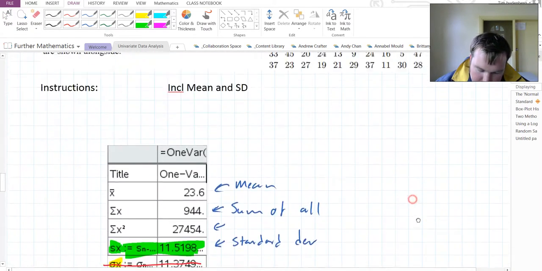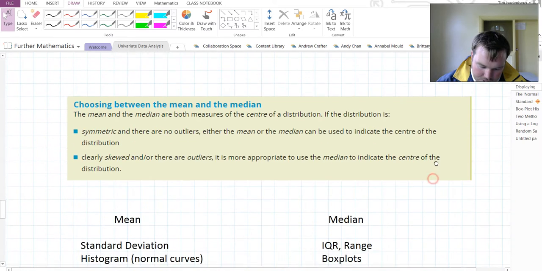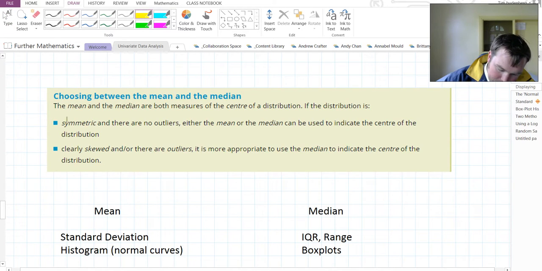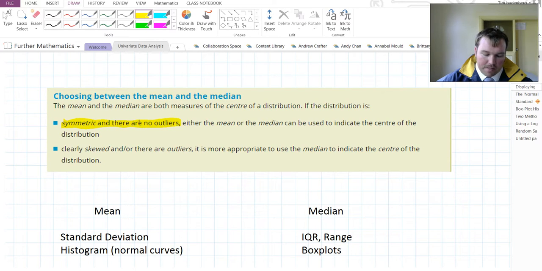Alright, so we have looked at two measures of centre, mean and median. When do we use which? Alright, in a symmetric distribution where there are no obvious outliers, either can be used. Mean is more common, but either can be used. When the distribution is skewed or there are outliers, it's appropriate to use the median because the median is not affected by skew or particular outliers.